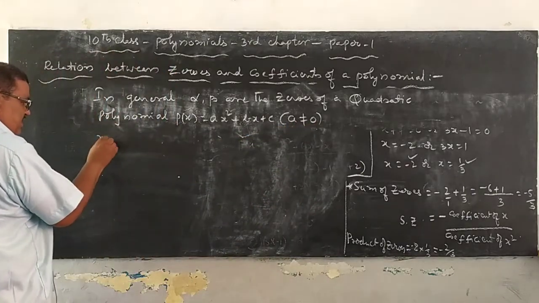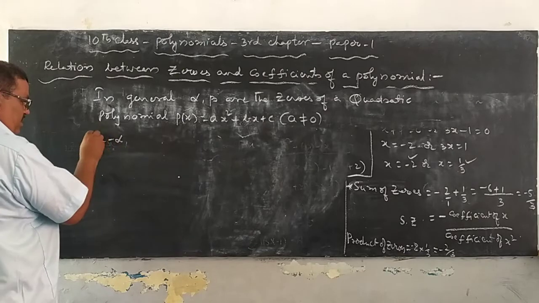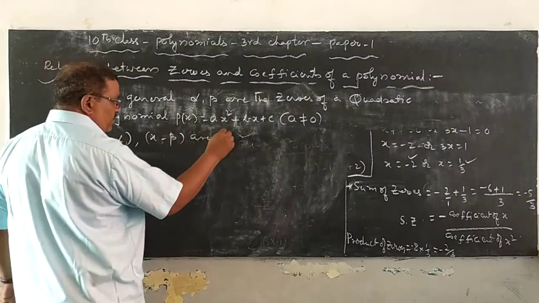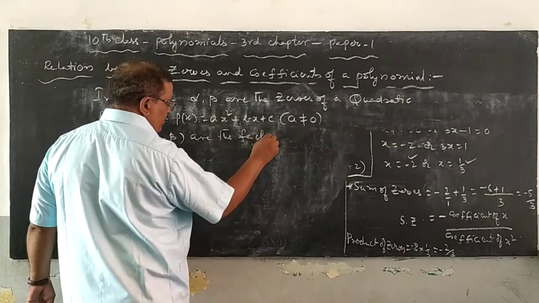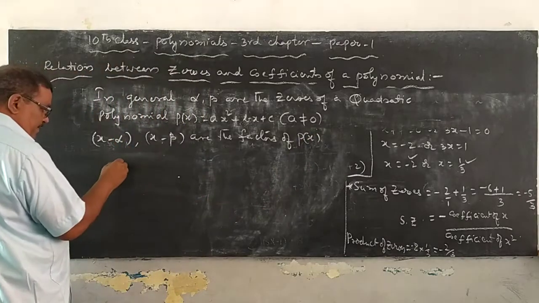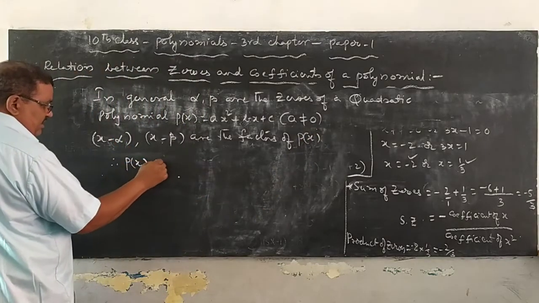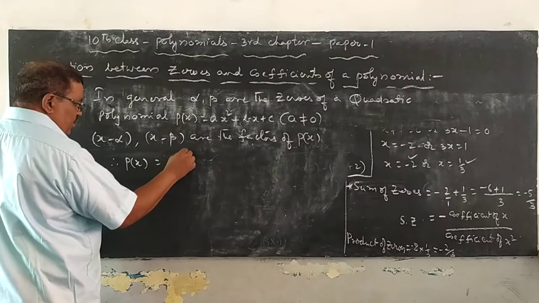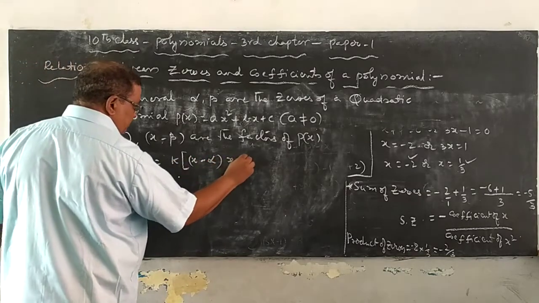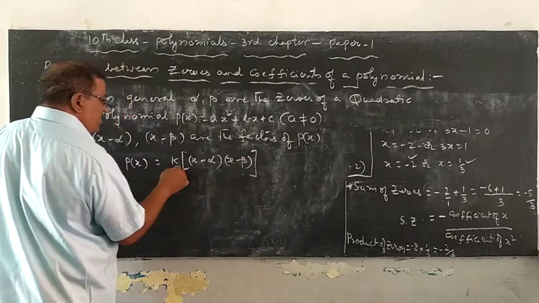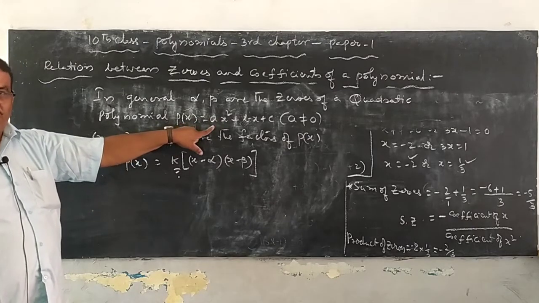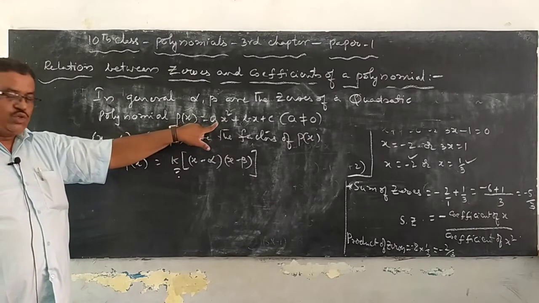Then what are the factors? x minus alpha comma x minus beta are the factors of p of x. Therefore, p of x can be written as k into x minus alpha into x minus beta. Why shall we take k as the factor? Here the x square coefficient is how much? a. It is not equal to 1.